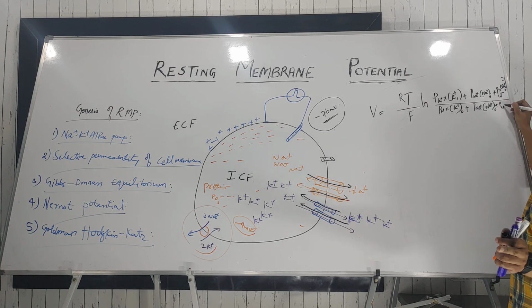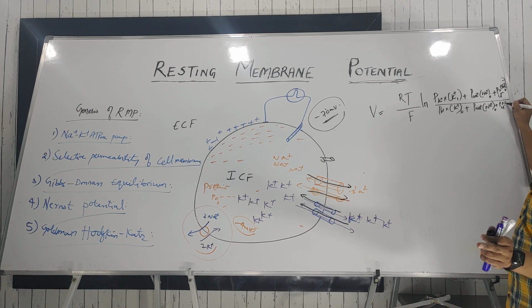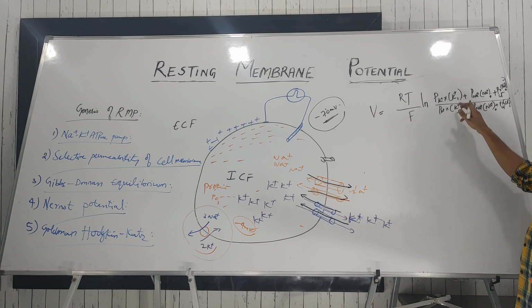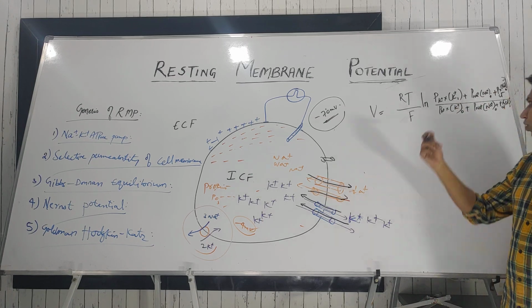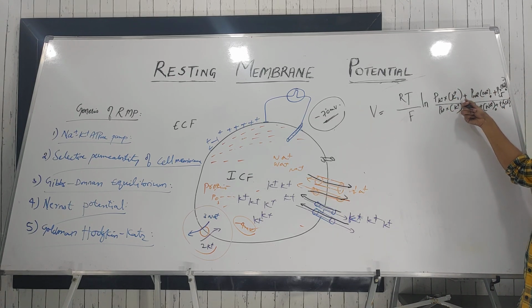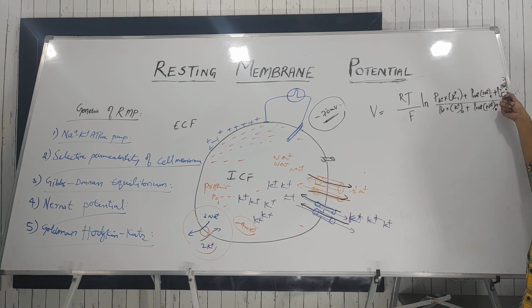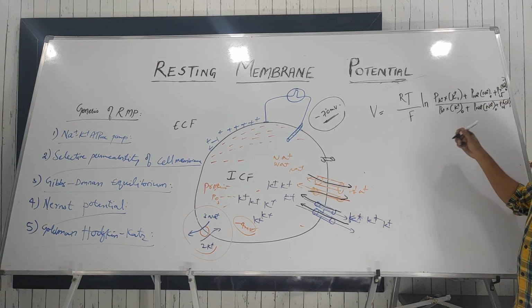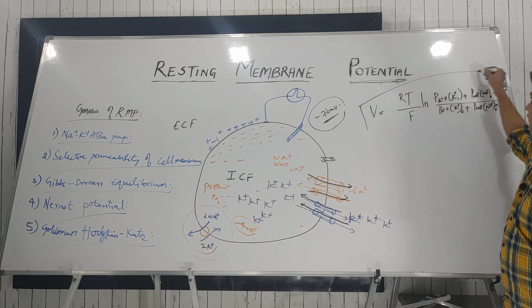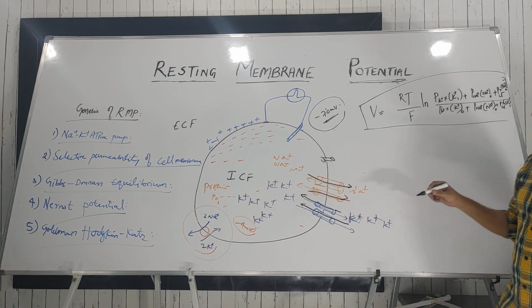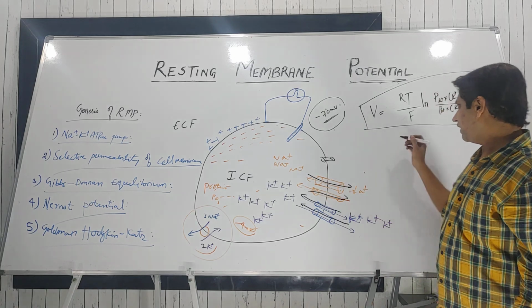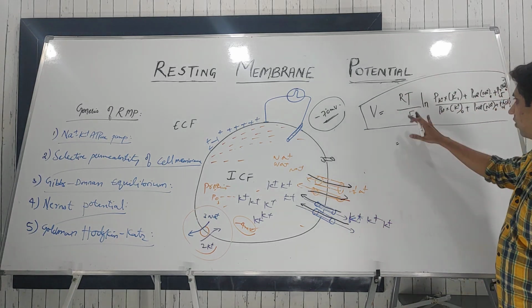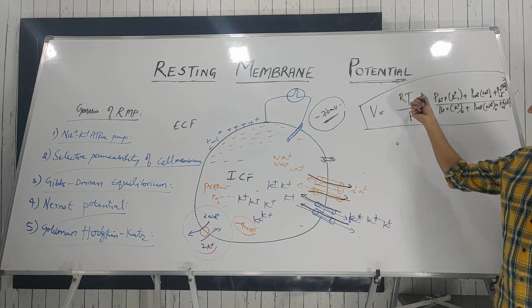Remember, the permeability of the chloride multiplied by the concentration of the chloride inside the cell. Here in the numerator, for potassium and sodium it is inside the cell, and for chloride the concentration is outside the cell, and in the denominator it is the opposite. Now this equation is the Goldman-Hodgkin-Katz equation, and if you do all this calculation, R is the gas constant, T is the absolute temperature, F is Faraday's constant.